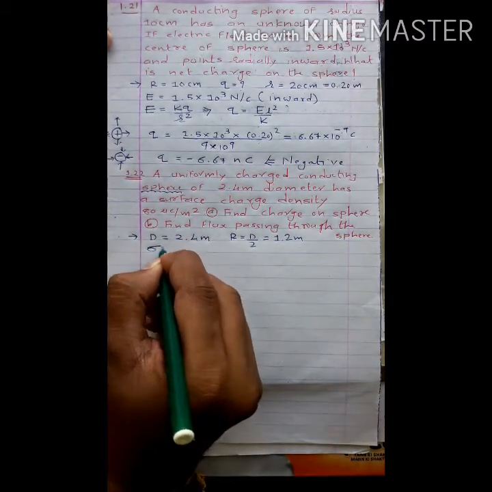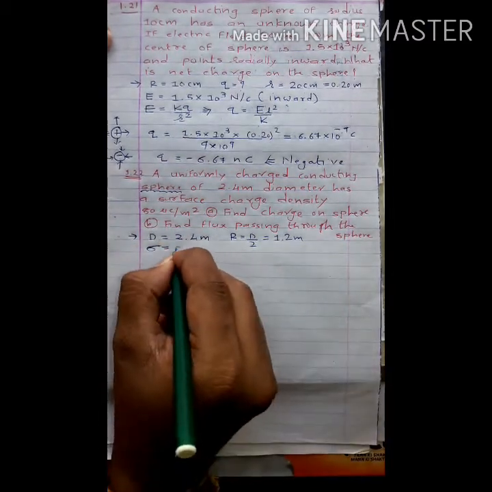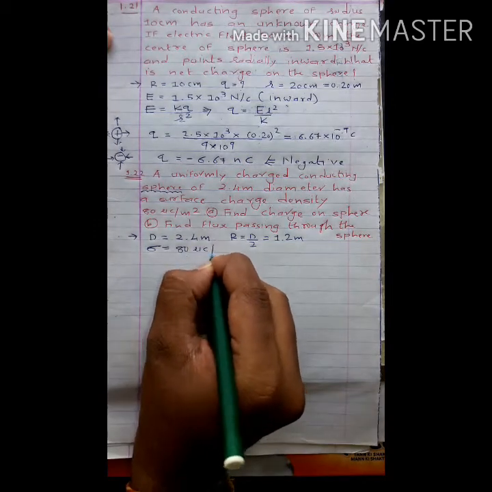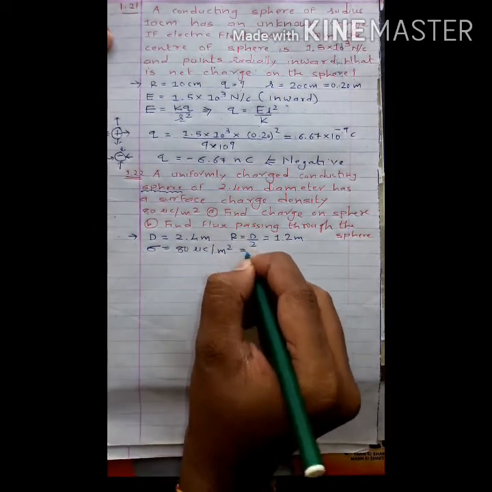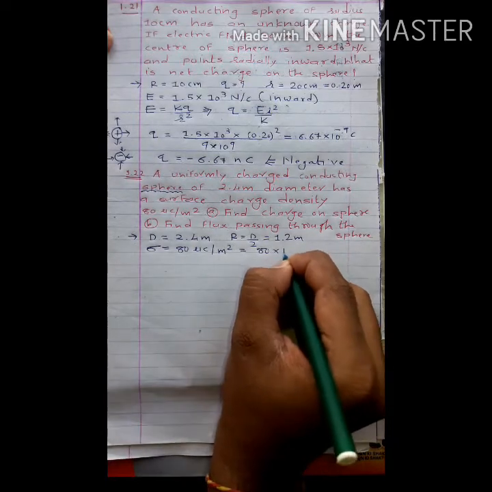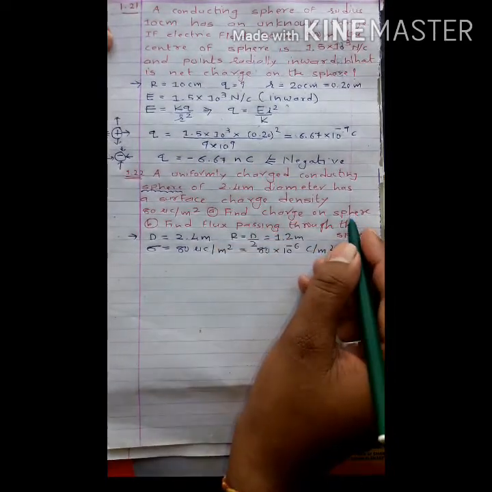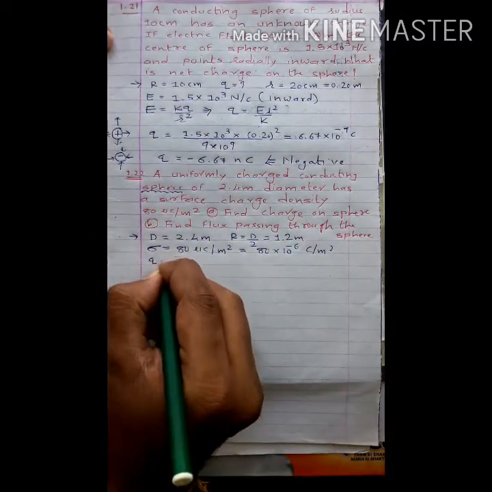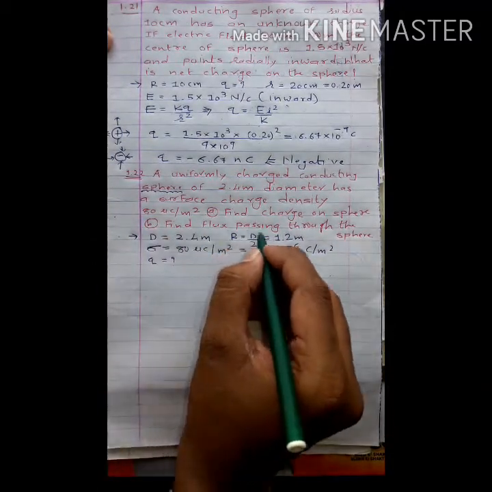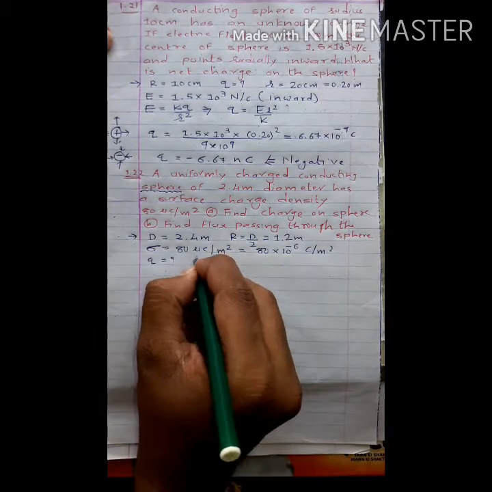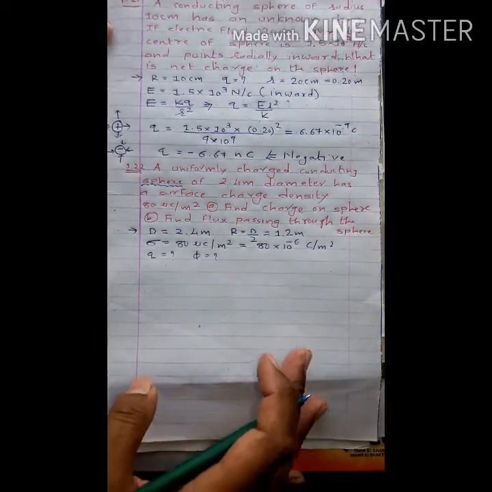Surface charge density is denoted by sigma, and sigma is equal to 80 microcoulomb per meter square, which means 80 times 10 raised to minus 6 coulomb per meter square. Find the charge on a sphere. First we find the charge and then find the flux phi passing through the sphere. This is the simplest example.